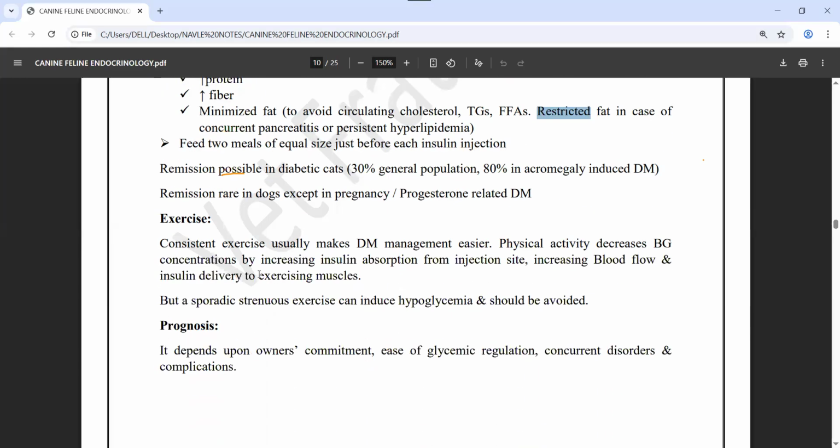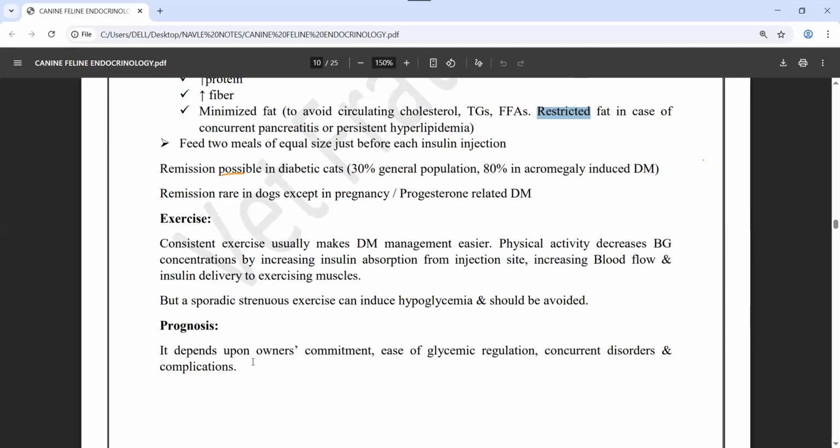Then the last points, the exercise. Consistent exercise usually makes diabetes mellitus management easier. Physical activity decreases blood glucose concentration by increasing insulin absorption from the injection site, and increasing blood flow and insulin delivery to exercising muscles. But sporadic strenuous exercise can induce hypoglycemia and should be avoided. So a normal exercise routine should be done, but if it is sporadic, it will throw the animal into hypoglycemia. Then comes prognosis. It depends upon the owner's commitment, ease of glycemic regulation, concurrent disorders, and complications.